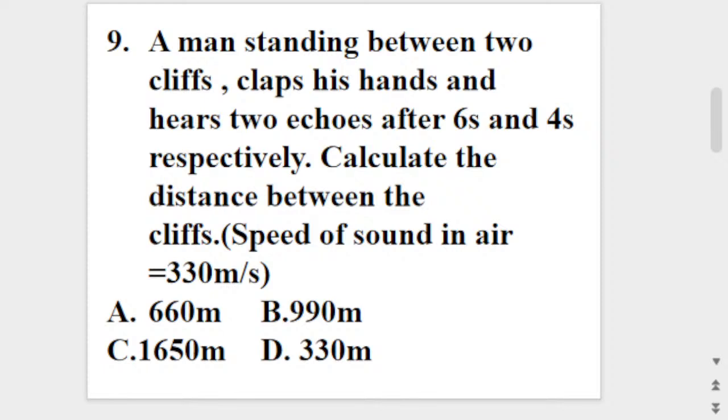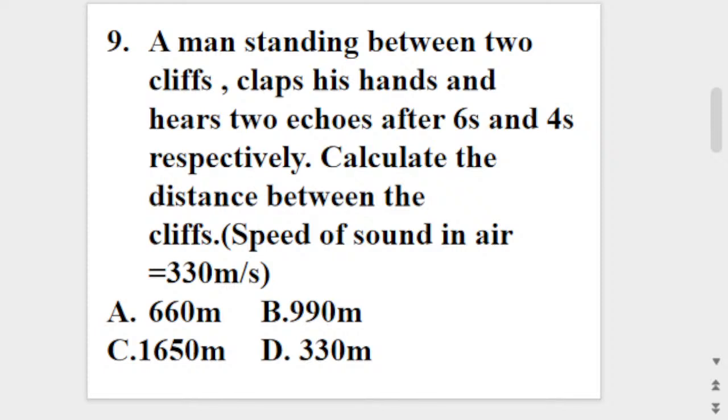So which means the man is closer to one of the walls. If this is the man, let's say the distance from here to the first cliff is x, and the distance from the man to the other wall, let's make it y. The question I'm asking is, what is the distance between the 2 cliffs? If we are able to calculate what x is and what y is, what do we do to get the distance between the 2 walls?